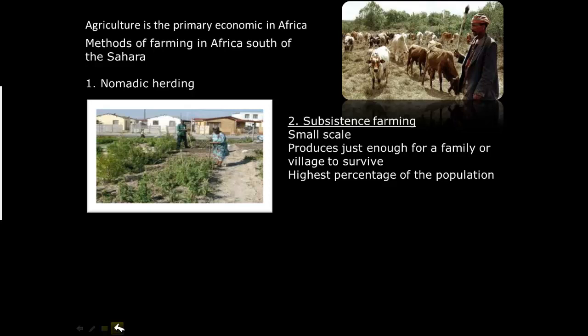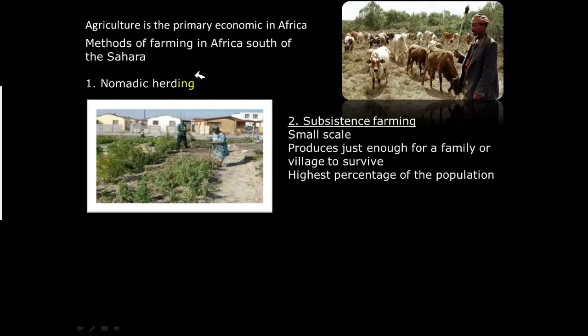When we talk about agriculture in sub-Saharan Africa, I want you guys to think about it. And once again, this is Africa that is south of the Sahara Desert. When we're discussing this region of the continent, agriculture is the primary economic activity. So agriculture is the primary economic activity of the continent. And what we'll do now is discuss a few different ways that the people farm.